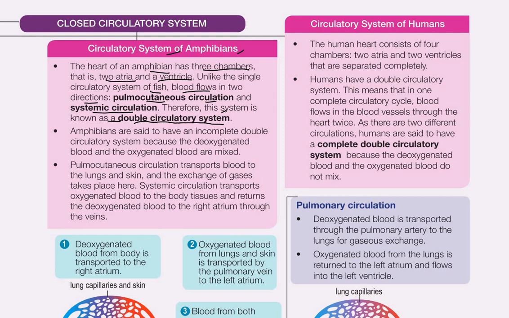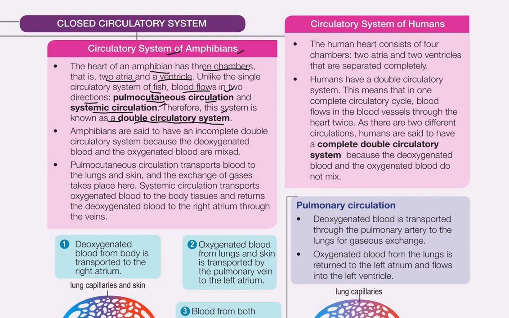Okay, in these amphibians, they have 2 circulatory systems. Okay, 2 circulations: one is pulmocutaneous circulation and the other is systemic circulation. So that's why this system is known as a double circulatory system.